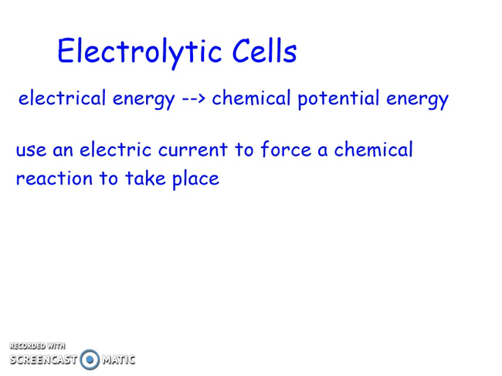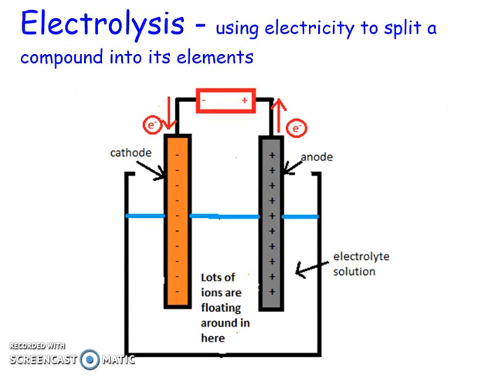An electrolytic cell is one in which electrical energy is converted into chemical potential energy. This is the exact opposite of what happens in a voltaic cell, where chemical potential energy is turned into electrical energy. So an electrolytic cell uses an electric current to force a chemical reaction to take place.